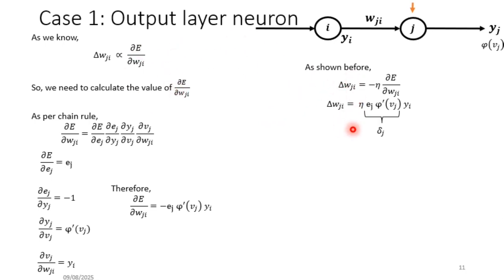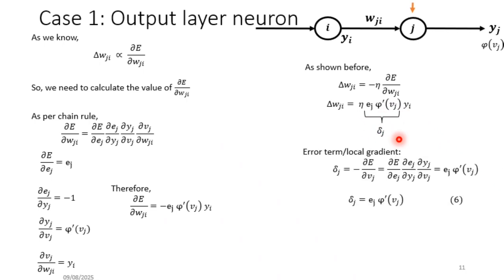right? And here we are depicting this term Ej phi dash Vj as delta J. Delta J is nothing but the error term, or we can also call it local gradient, which is given as minus of partial derivative of E with respect to Vj, which we can write like this as per the chain rule. And from the previous equations, after computing, we can get this value for delta J. That's why we are replacing this term with delta J here, right?